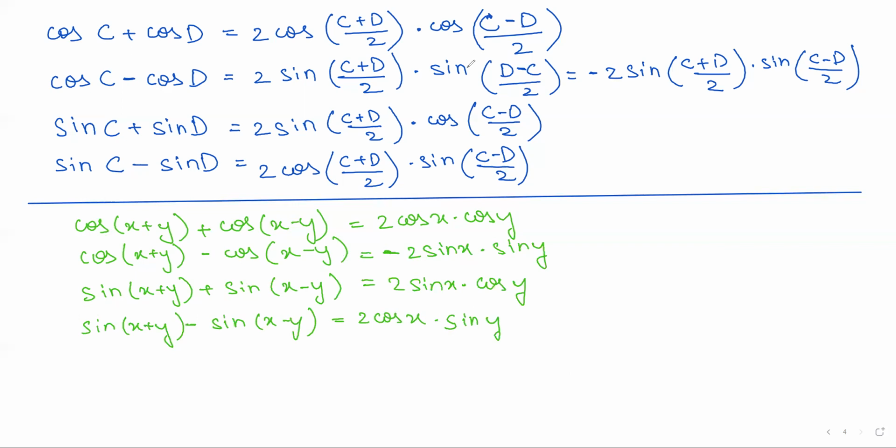Now, these above formulas can also be derived from these formulas. For example, if in place of x plus y, we place c as a variable, as an angle, and in place of x minus y, we place d as an angle, then on your right-hand side, x gets transformed into c plus d upon 2 and y gets transformed into c minus d upon 2 in all these equations. However, from an exam point of view, you have to memorize both the equations, these first 4 and this last 4.